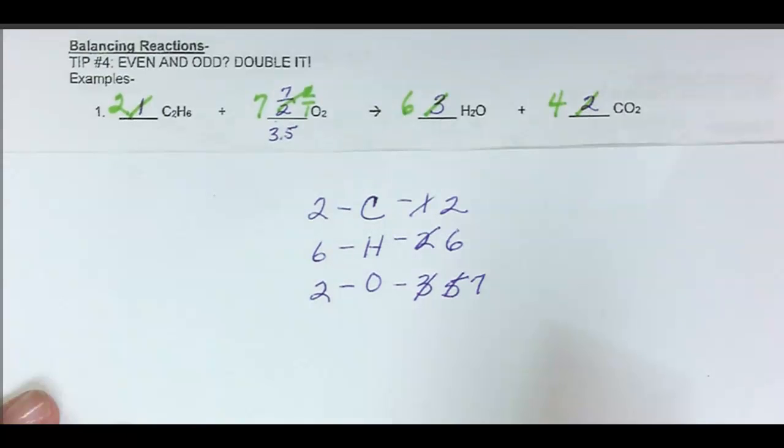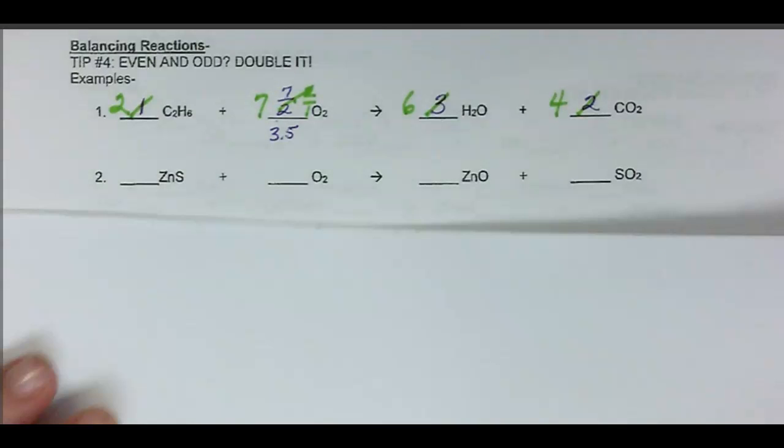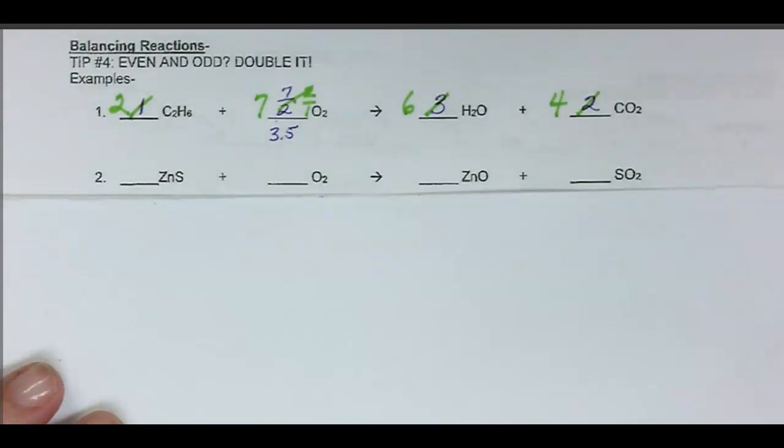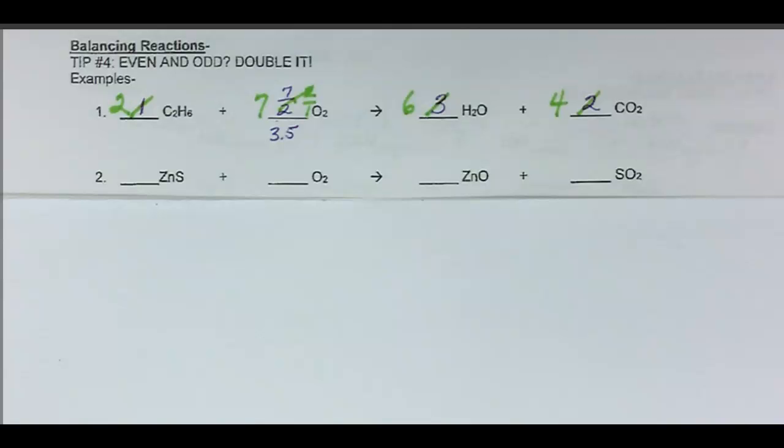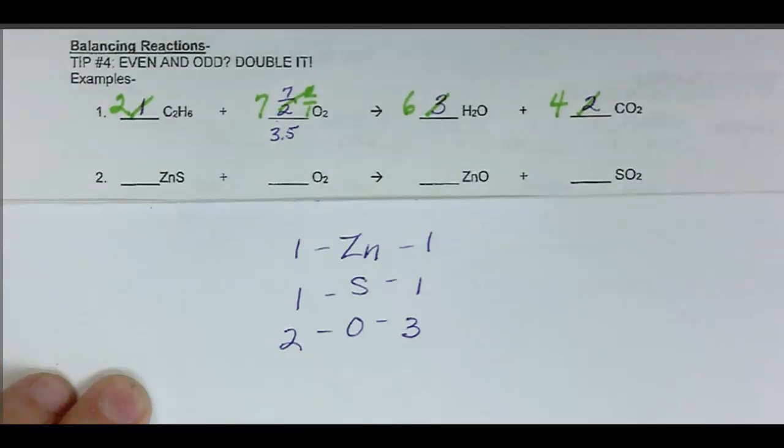Okay. So let's try another one. So go ahead and write number 2 down. Try it on your own. See what you get. And then we'll come back together. Okay, first off, let's make sure we got our count right. 1, 1, and 2, and then 1, 1, and 3.